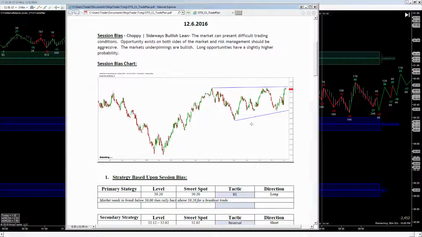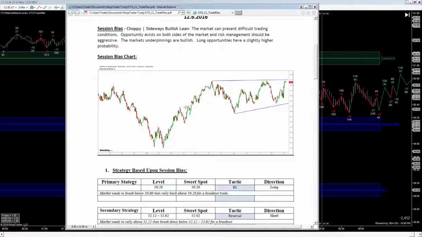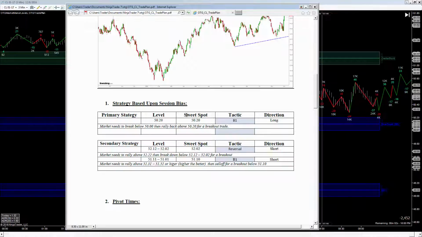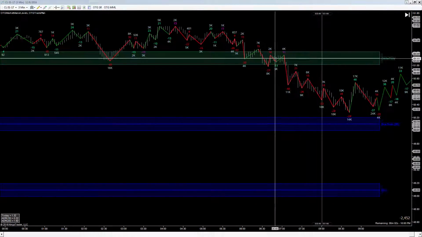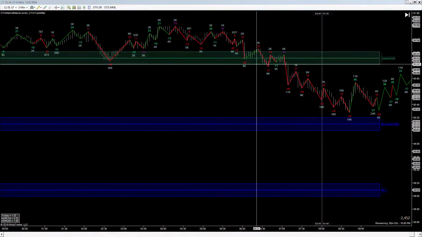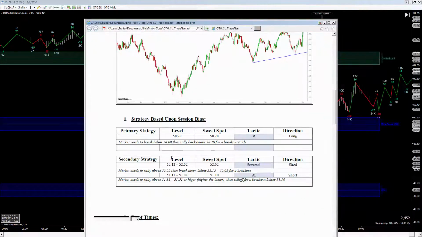You're still inside this bearish formation, which is a rising wedge. That's a bearish formation. You're still inside of that as we were approaching the session here today. Again, choppy to sideways with the bullish lean. And again, because we were in that choppy to sideways condition, we were looking for a break underneath this zone here, which was 51.11.